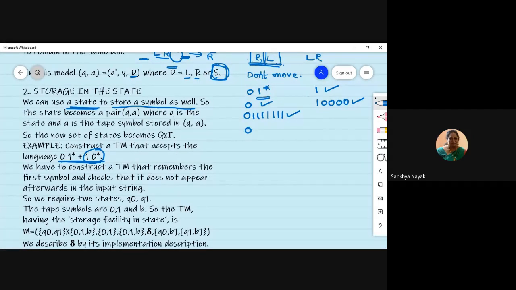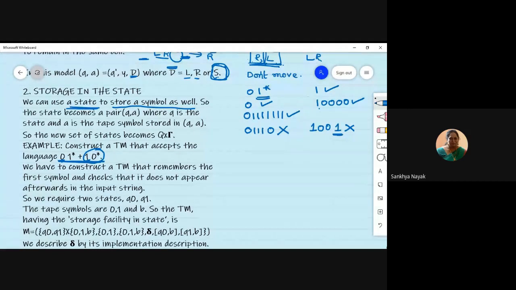And if you have 0 and then 1, and at any point of time you get a 0 again, then it should not be accepted. Similarly, if you got a 1 and somewhere you repeat 1, because 0 cannot repeat and 1 cannot repeat in this case, this should be rejected.